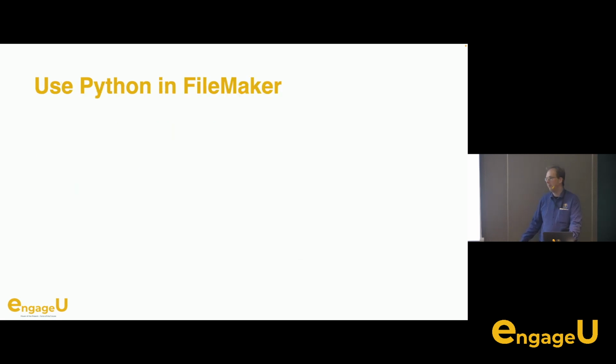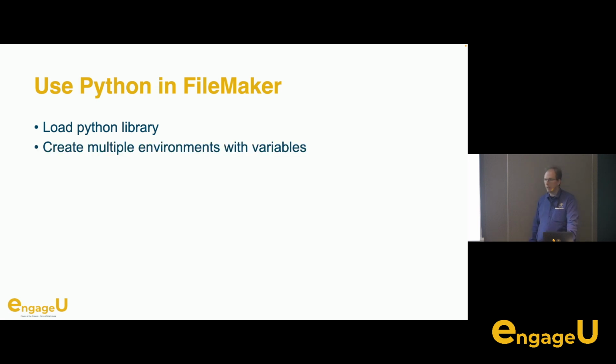And next, we have Python functions. Some people love Python, and they can load a Python library into FileMaker, so you can have several Python installations on your computer. You tell the plugin which one to load. Then you can create an environment for Python. So every environment has their own variables. You can have several environments.